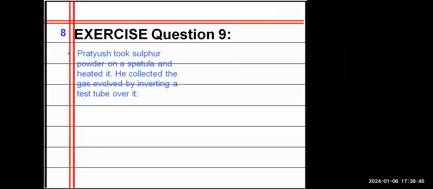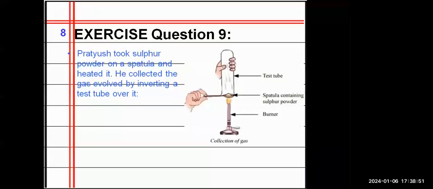Pratyush took sulfur powder on a spatula and heated it. He collected the gas evolved by inverting a test tube over it. The diagram makes it clear. You can see a spatula over here having sulfur powder and it is being heated. The gas fumes are being collected in the test tube. So this test tube contains the gas which is produced when sulfur reacts with oxygen.